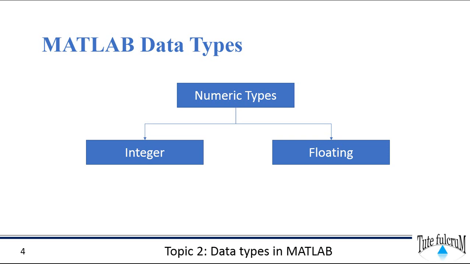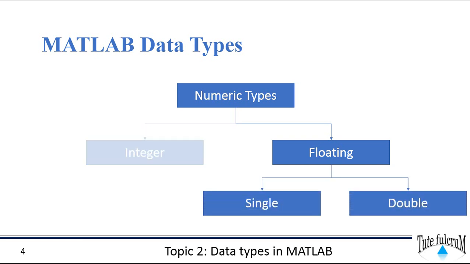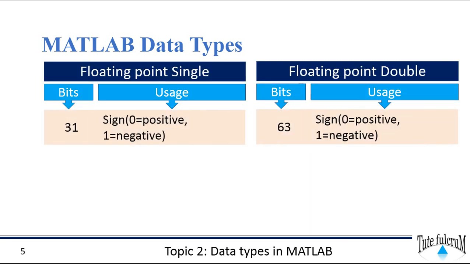Floating point numbers can be stored as either single precision or double precision floating point values. Single precision floating point values take 32 bits to store your data. In that, the 31st bit represents the sign. If it is 0, it represents positive data. If it's 1, it represents negative data. Whereas double precision floating point values take 64 bits to store the data. The 63rd bit represents the sign of the data. If the sign is 0, it indicates positive, and if it's 1, it indicates the data is negative.